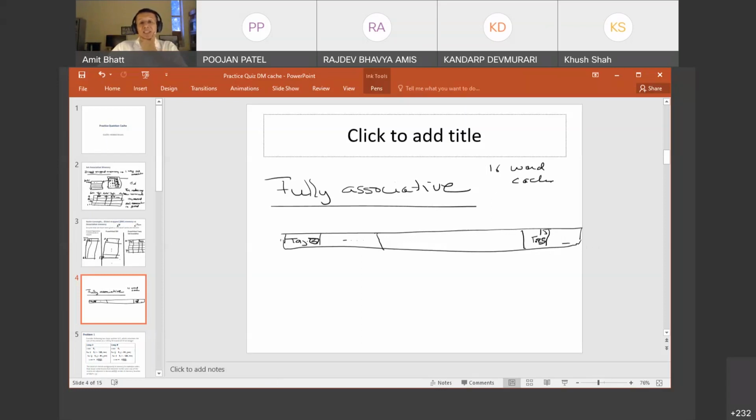The advantage here is that you will be completely utilizing this. There is no index. That means the overall address is the tag, correct? Of course, the block offset has to be removed from it. So technically, you would think that this is the tag and block offset. So this is fully associative cache.